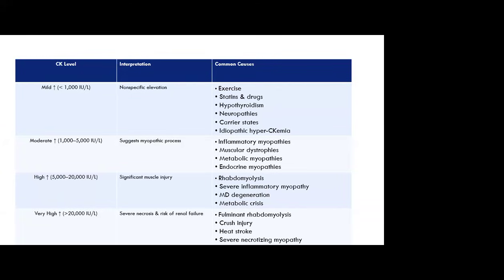Usually all the myopathies fall under this criterion, that is inflammatory myopathies, muscular dystrophies, metabolic myopathies, and endocrine myopathies. Whereas high levels, that is 5000 to 20,000, indicate significant muscle injury, such as rhabdomyolysis, severe inflammatory myopathies, or metabolic crisis. Very high levels, that is usually more than 20,000, indicate severe necrosis and risk of renal failure, with fulminant rhabdomyolysis, crush injury, heat stroke, severe necrotizing myopathies.